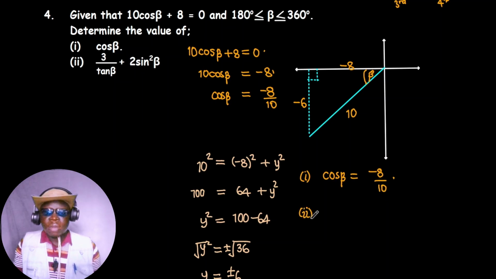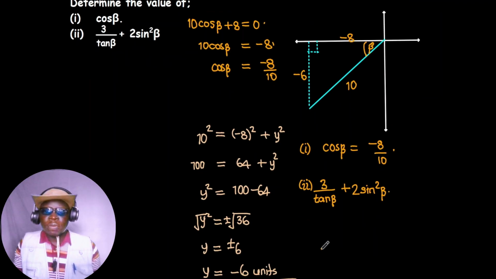Then problem number 2 is 3 all over tan of our angle beta, and we add it to twice sine, and this sine here is squared of the same angle beta. So let's go ahead and make substitution according to our formula here. Now create some equal sign around here, and we have 3. So tan is opposite over adjacent. So our opposite is negative 6 over adjacent, which is negative 8.